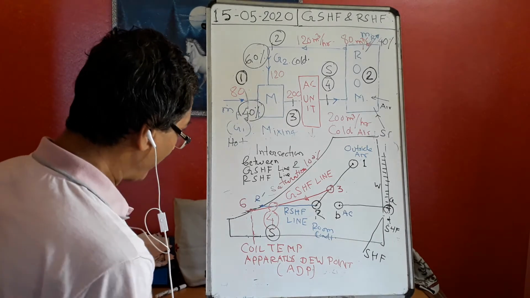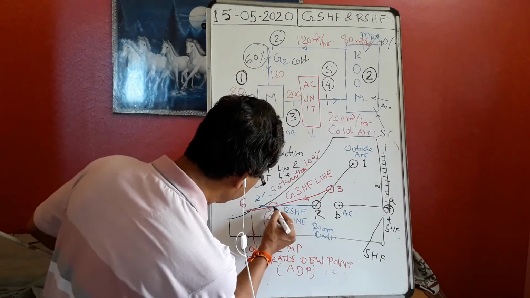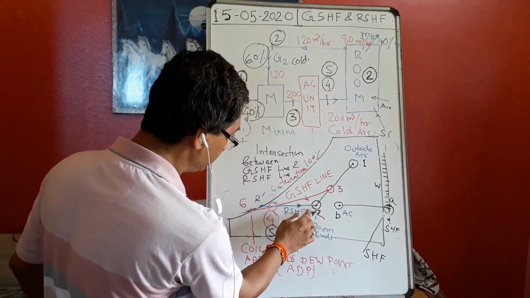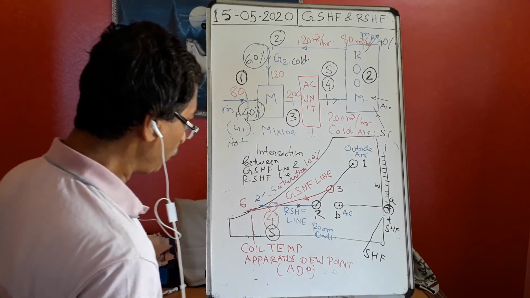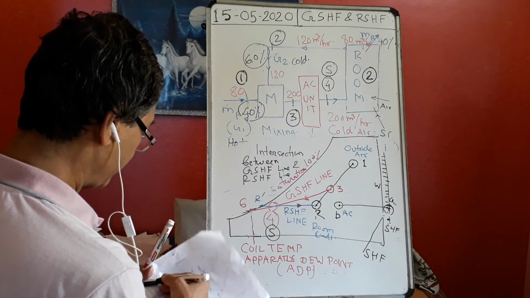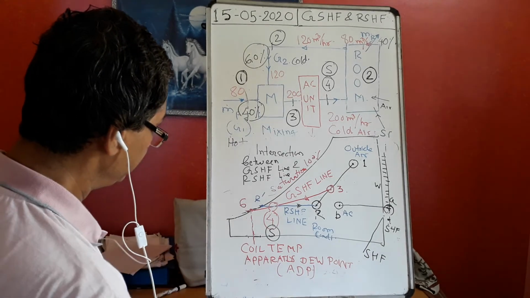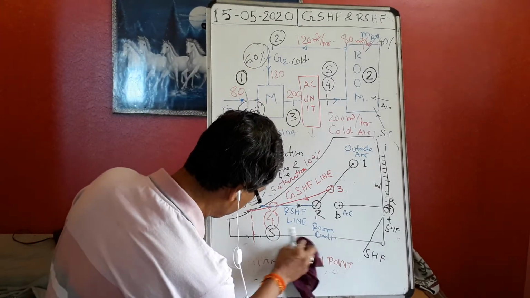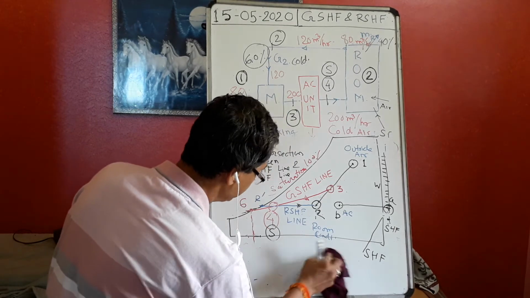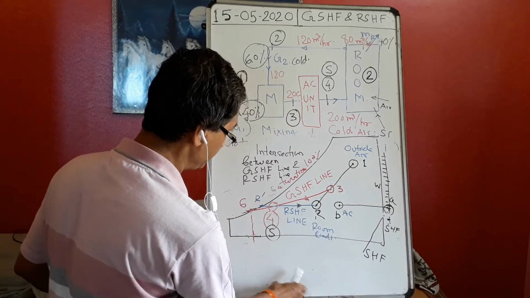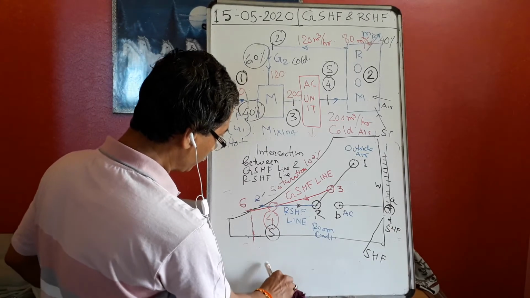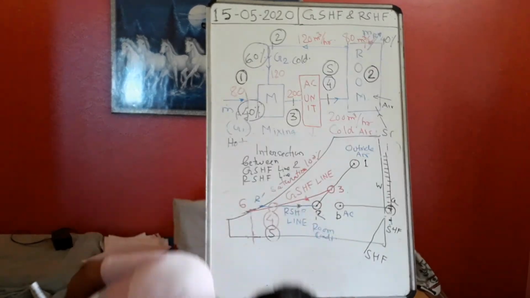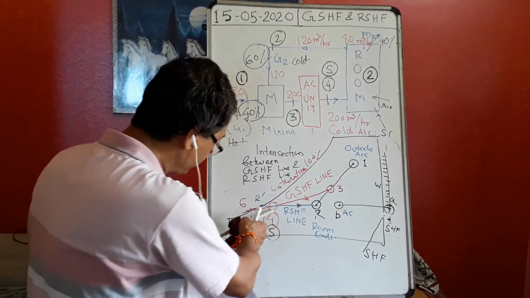Then from the 4 it will go to the room. It will go to the room again and pick up the heat. Let me clear this part. So here, from here it will go to the 4, which is the supply condition.